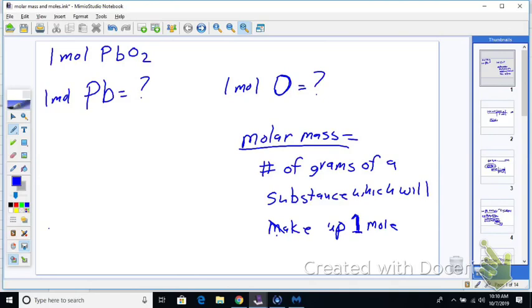Brooklyn, when you look at lead, Pb, what's the molar mass of lead? 207.2. So this question mark is not a question mark anymore. It's 207.2 grams per mole. Okay?